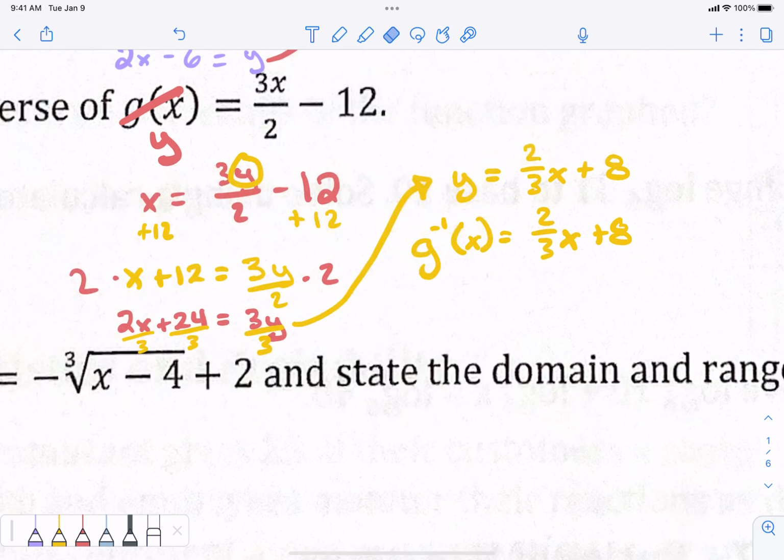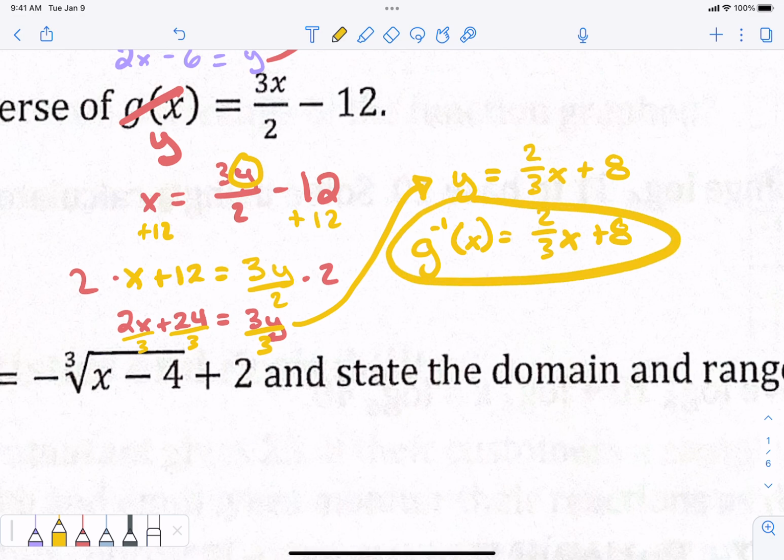Put the inverse sign there. Why? Because that's what it is. This is the original g of x. The inverse is going to be the other one. How did we find the inverse? You undo it. You switch the x and the y, and then you solve for y. And the result that you get is the inverse.